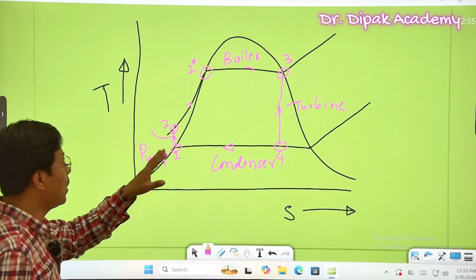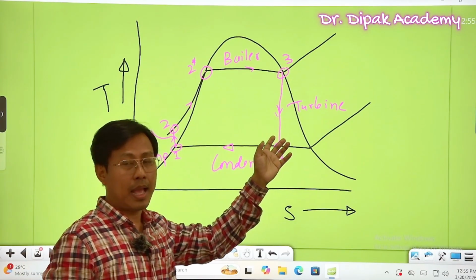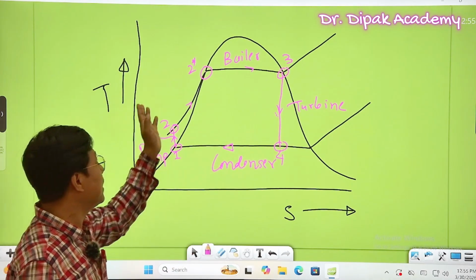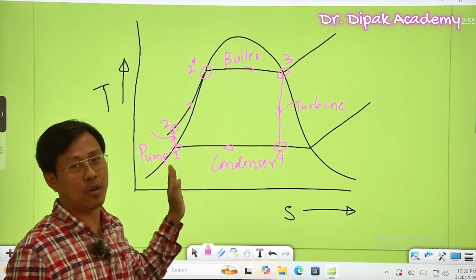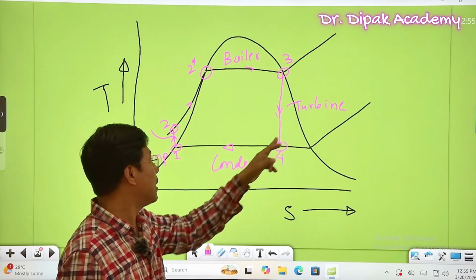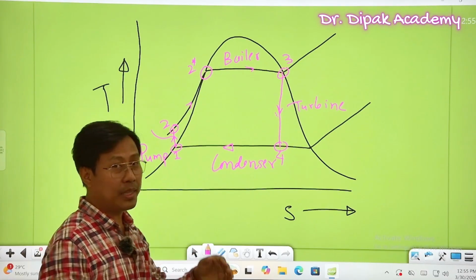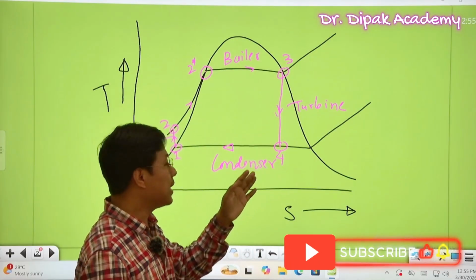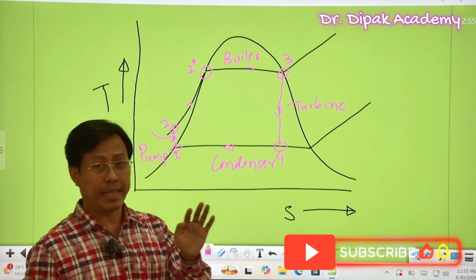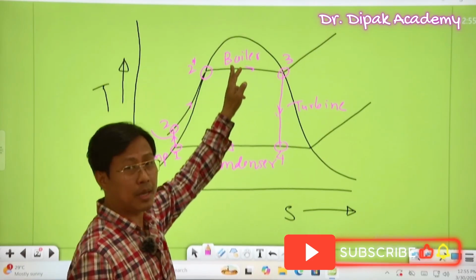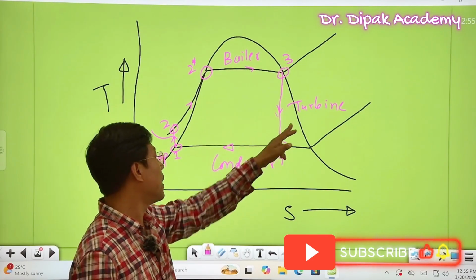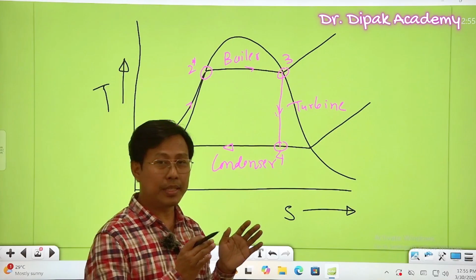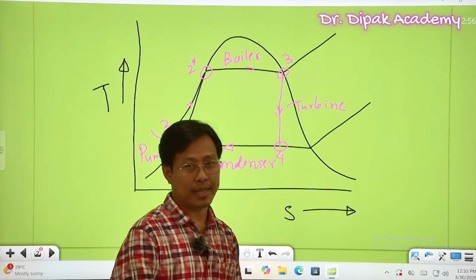So all these 4 processes are taking place in all these 4 major organs: boiler, turbine, condenser, and pump. So in this way we get the Rankine cycle. In this Rankine cycle we can understand there are 4 major machine components: boiler, turbine, condenser, and pump. So this is all about our Rankine cycle.